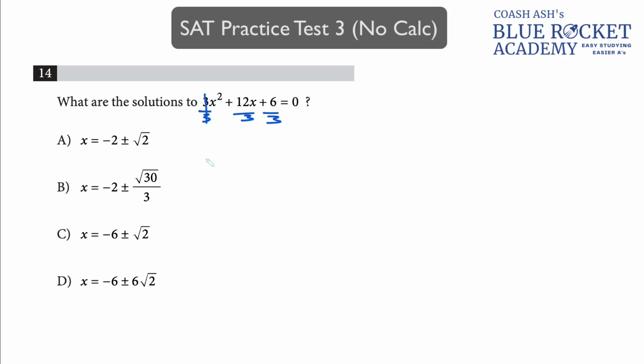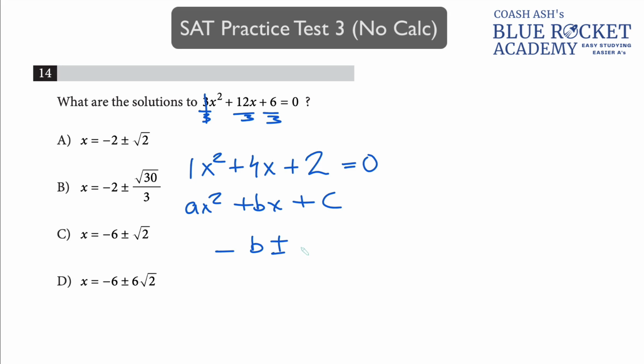So 3 is gone. You get 1x squared, right? 12 divided by 3 gives you 4x, and then 6 divided by 3 gives you 2. And you got this value, right? Now, what you want to think about is this is ax squared plus bx plus c. And then you just use the quadratic formula. What's the quadratic formula? Negative b plus minus square root of b squared minus 4ac over 2a. Right? And then you just want to solve it.